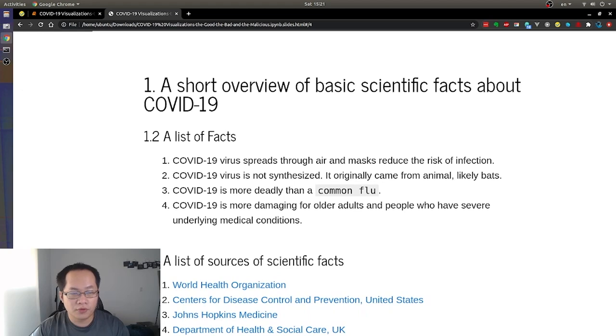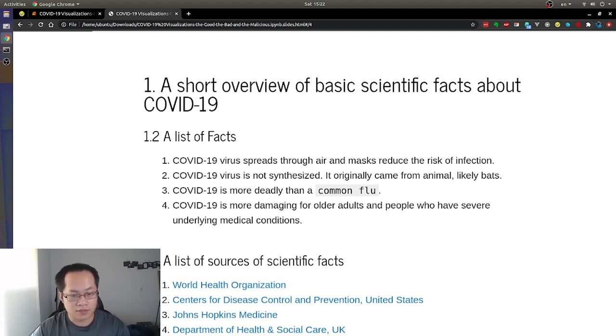Here is a short review of basic scientific facts about COVID-19. If you're interested, I have listed the sources of scientific facts from the World Health Organization, the CDC, and also the Department of Health and Social Care of the UK. So here are some important facts about COVID-19. First, COVID-19 is caused by a virus. We call it the COVID-19 virus. It spreads through air, and masks do reduce the risk of infection, both for yourself and for others.